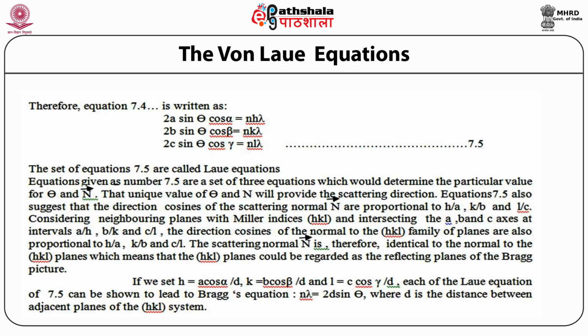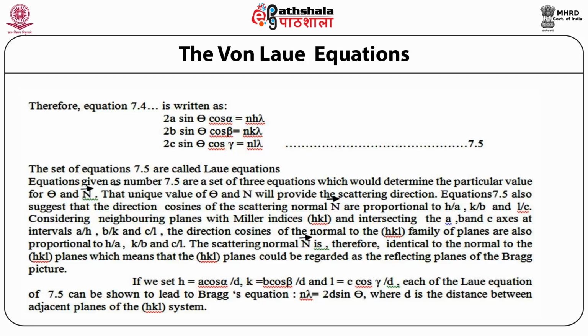Equations 7.5 are a set of three equations which would determine the particular values for theta and capital N. That unique value of theta and capital N will provide the scattering direction. Equations 7.5 also suggest that the direction cosines of the scattering normal N vector are proportional to H by A, K by B, and L by C.